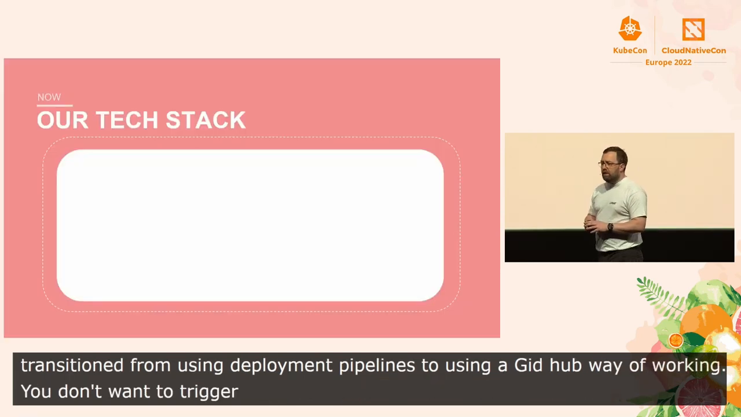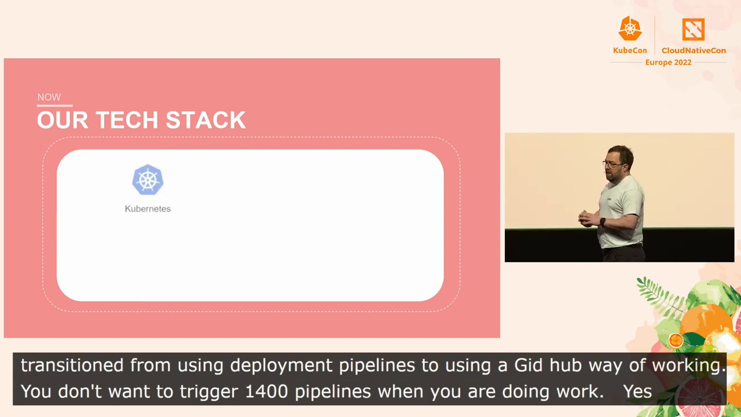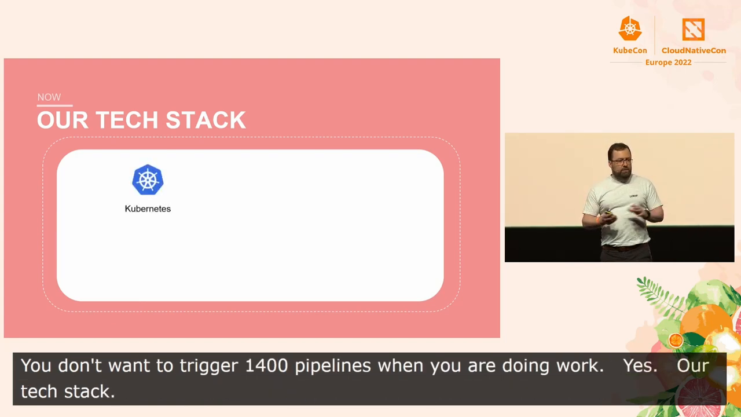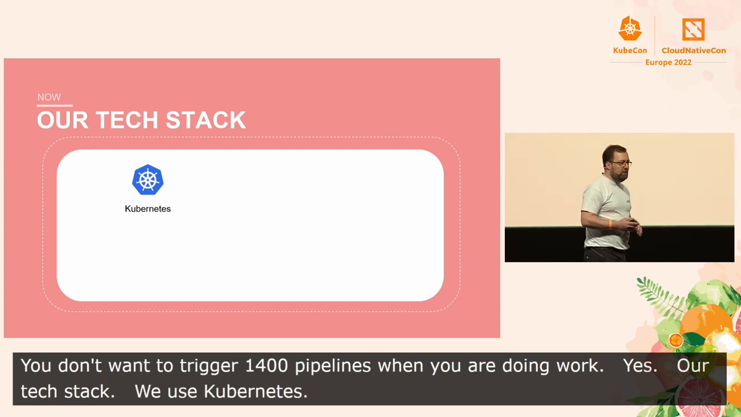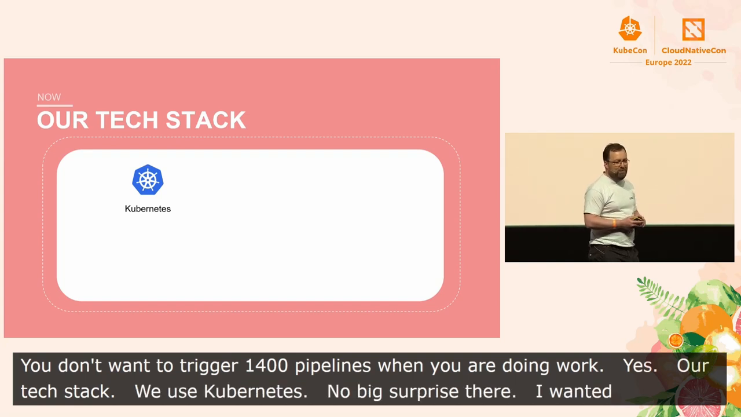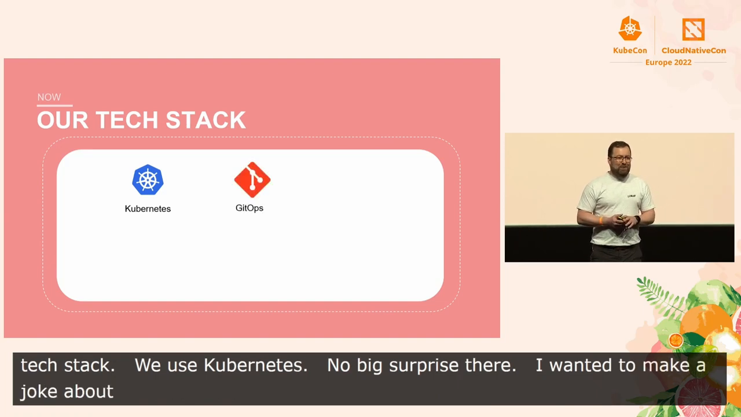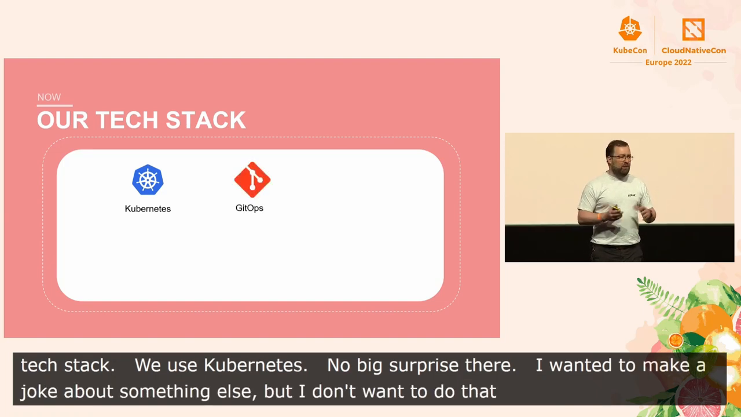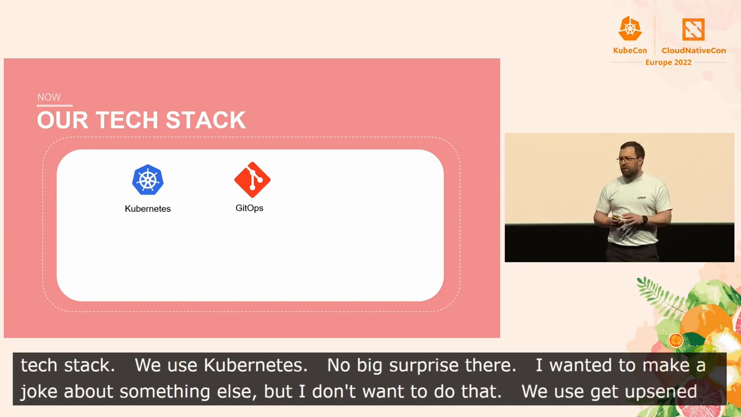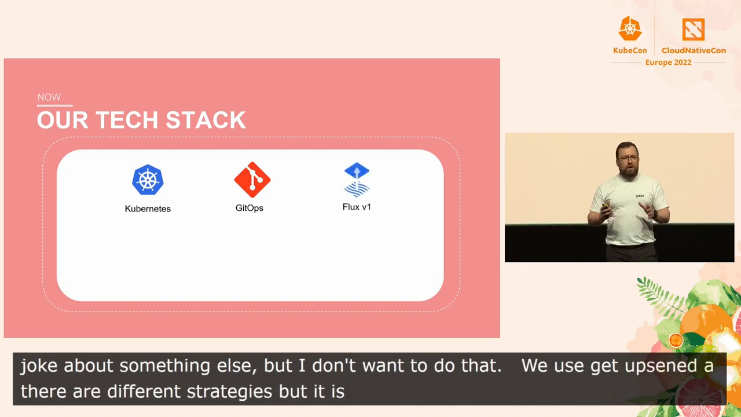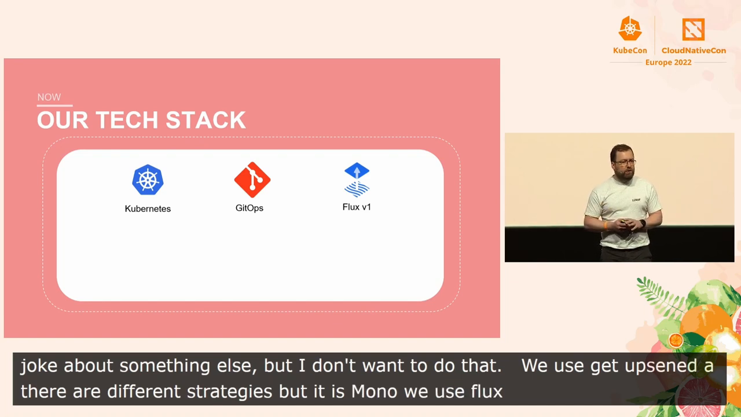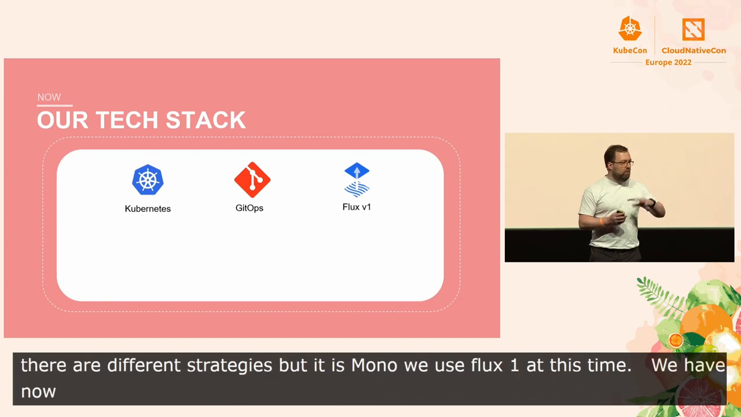So our tech stack. We use Kubernetes, no big surprise there. I wanted to make a joke about something else, but I don't want to do that. We use GitOps. We have a monorepo, just so you know. There's different strategies, but it's a monorepo. We use Flux 1 at this time when we did these things. We have now migrated to Flux 2, which I could do a whole talk about, which is really awesome.